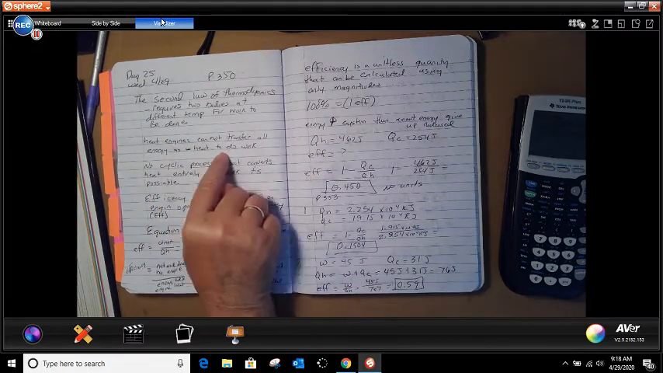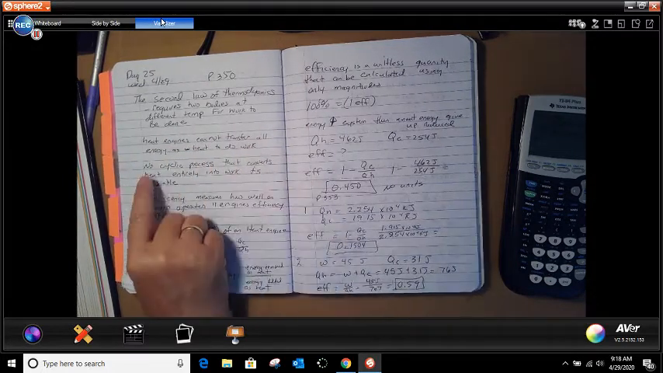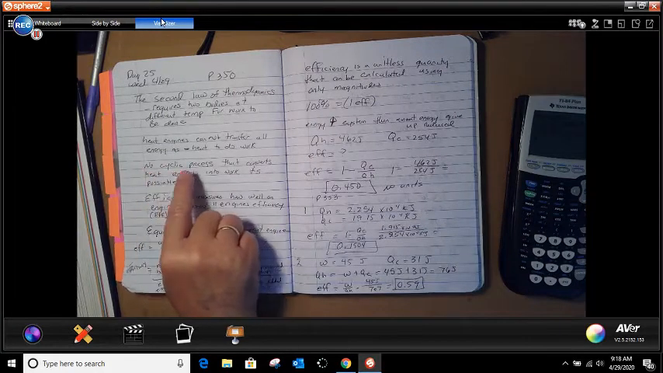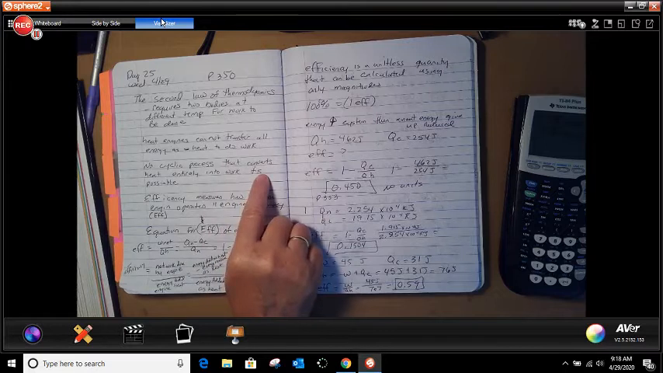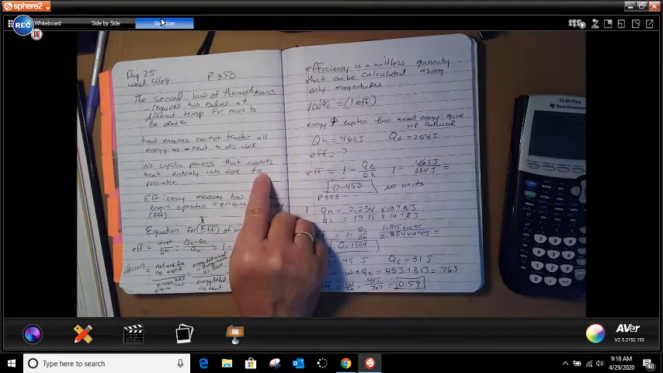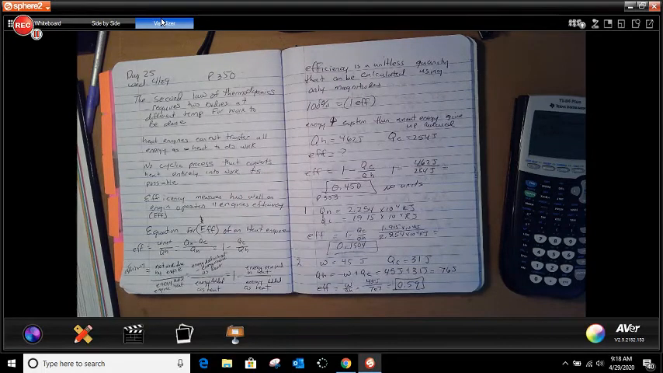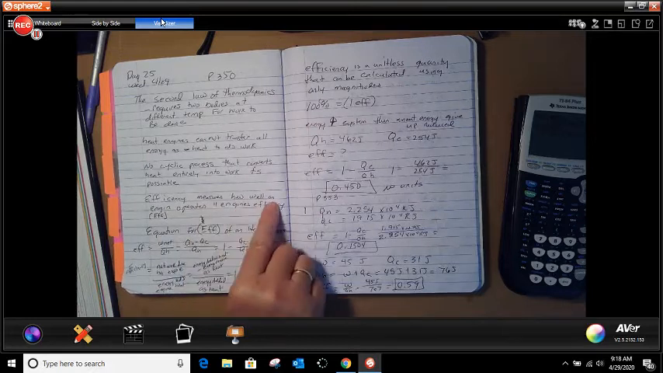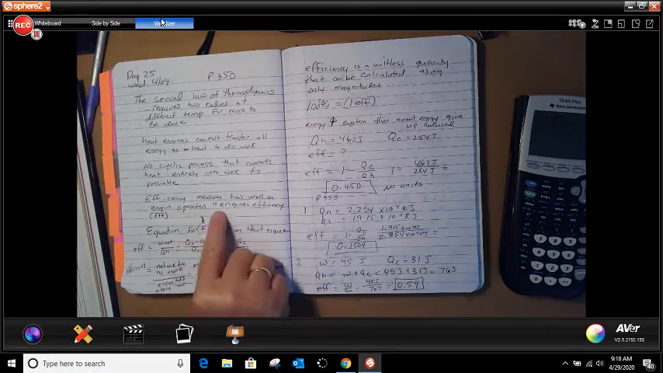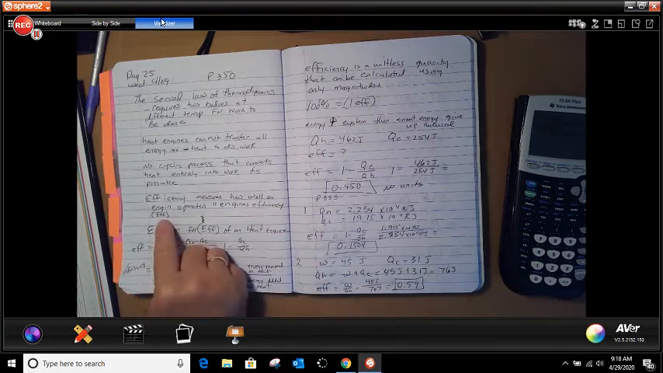All energy is heat to do work. There is no cycling process that can convert heat entirely into work, and it is not possible. So what they do here is they're looking for what's called efficiency. For efficiency, you are going to measure how well an engine operates. An engine's efficiency, or EFF.